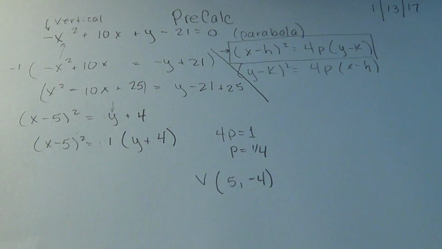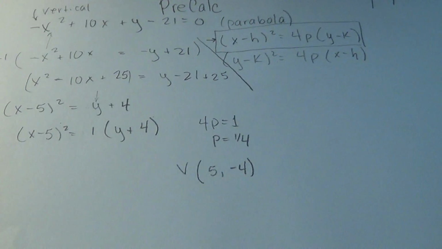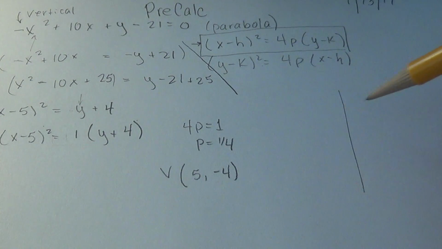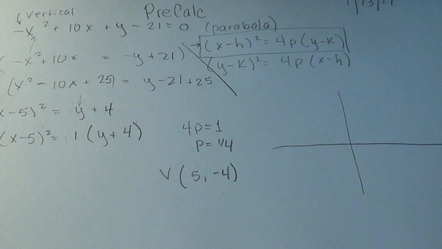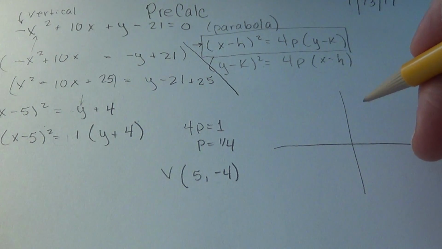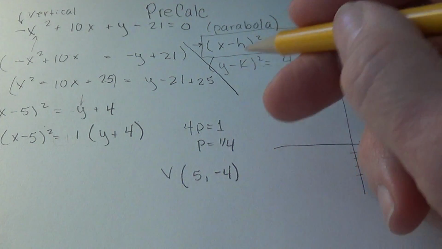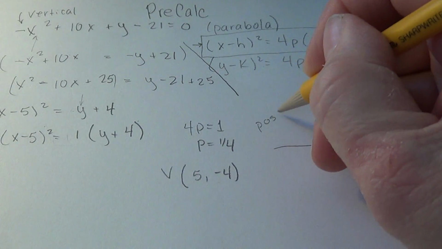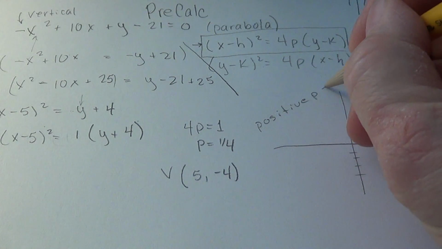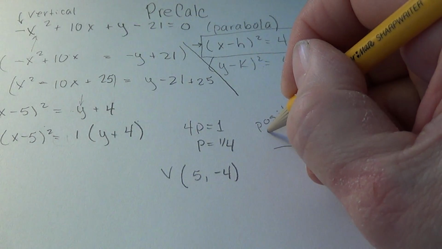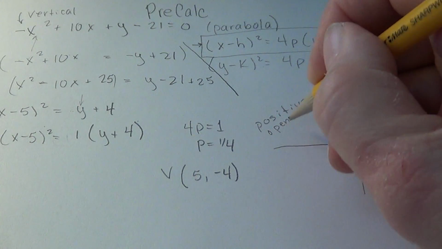We are in standard form, so let's sketch. The sketch will first find the vertex. 5 over and 4 down leads us right there. And from that, we know it's either going to open up or open downward. So let's look at p, and it will tell us which way. A positive p will mean that it opens upward.